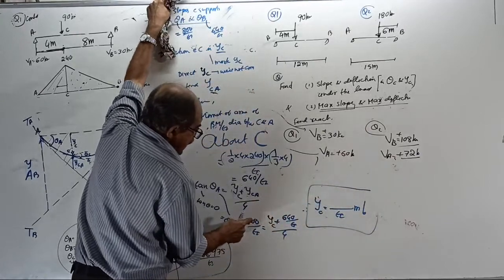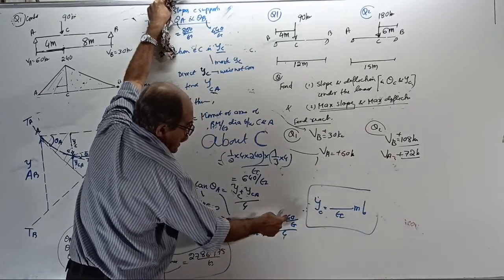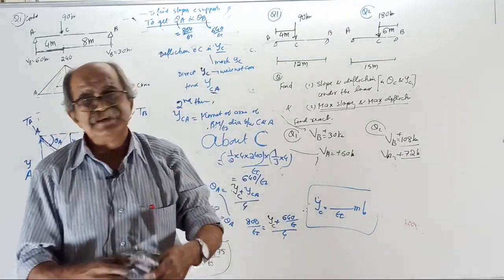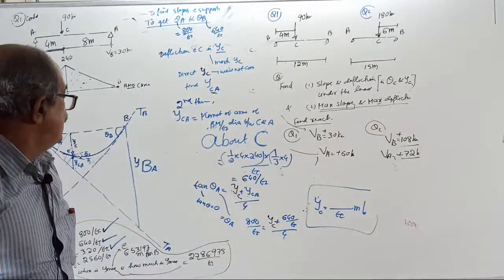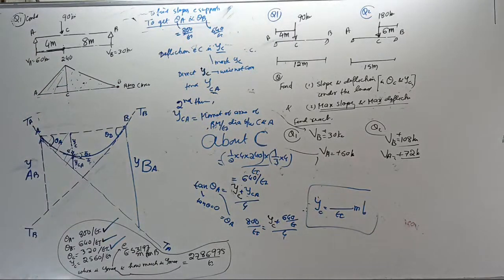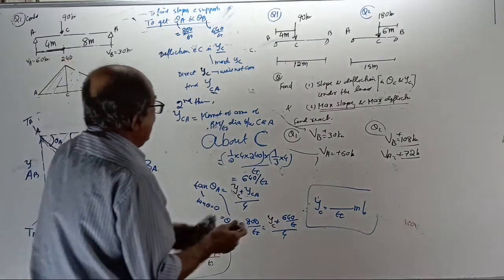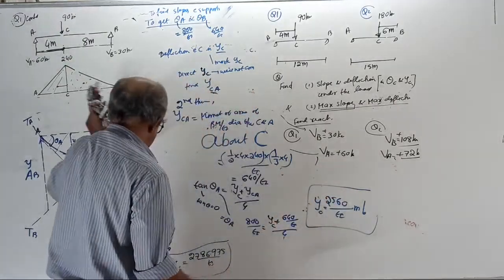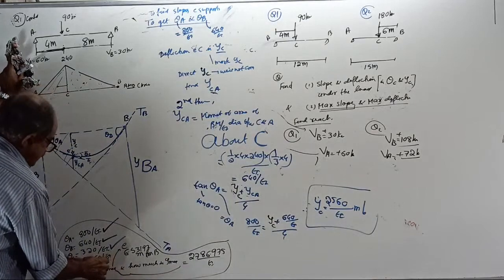Start. 800 into 4 minus 640. Answer. The last calculation I am asking you today. 800 into 4 minus 640 will give YC. Last answer I am asking today. 2560 by EI. 2560 by EI. I told you long back, see there, it is still there.